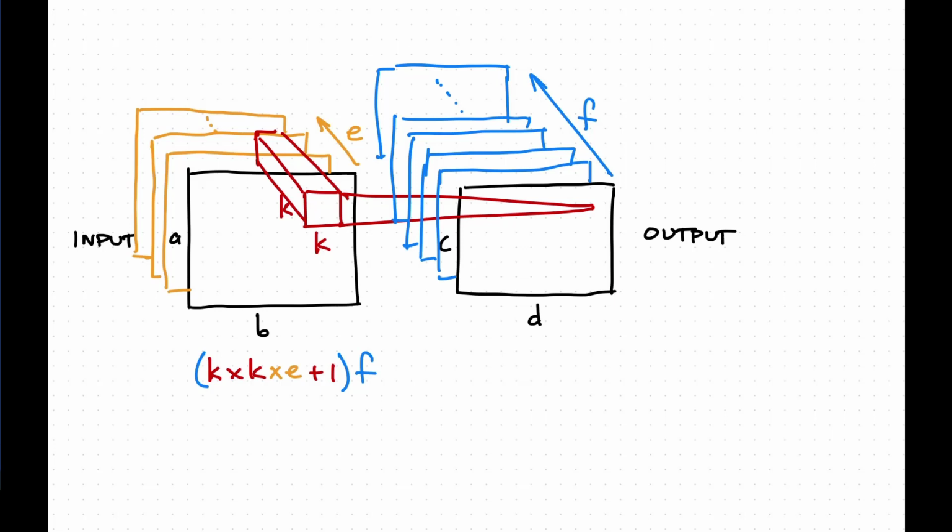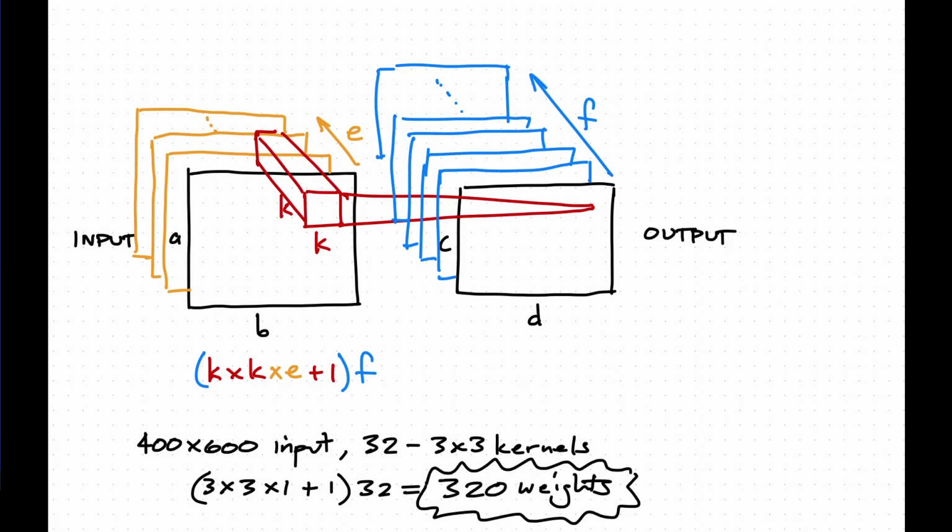Let's put some numbers to this. Suppose our input was 400 by 600. The number of kernels is 32. The size of each kernel is 3 by 3. Therefore, evaluating this expression, note that the 400 and 600 do not impact the number of weights. They simply impact the size of the feature maps at the next layer. So plugging in the values here, the total number of weights for this convolutional layer is 320.